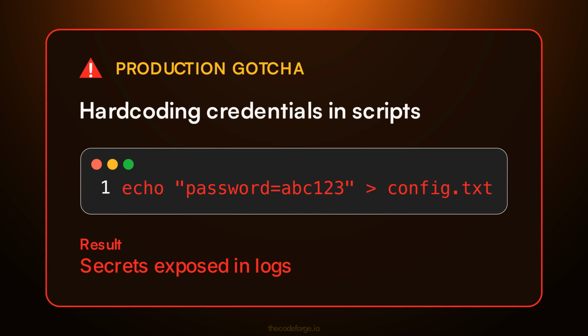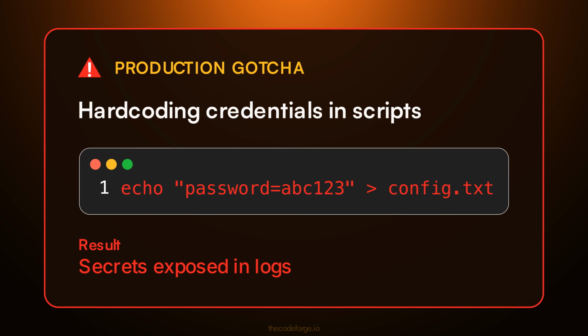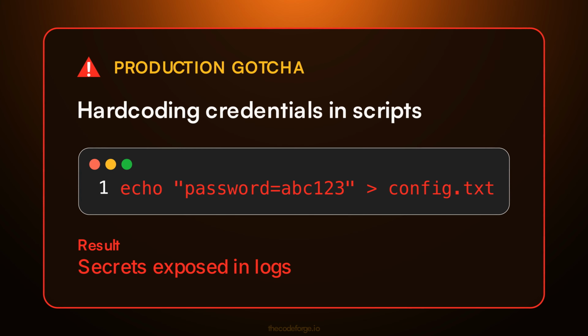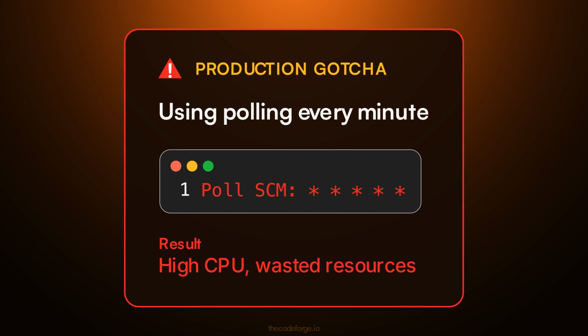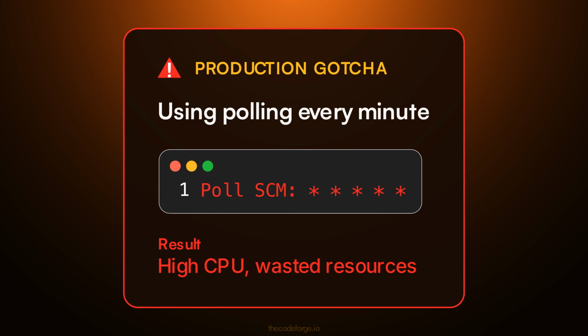Hardcoding secrets in shell scripts exposes them in console logs and source control. Use Jenkins credentials binding instead. Bind secrets as environment variables so they're never visible in plain text. Polling every minute wastes CPU and network resources. Use webhooks instead to trigger builds only on actual code changes. This reduces load on Jenkins and your SCM server.